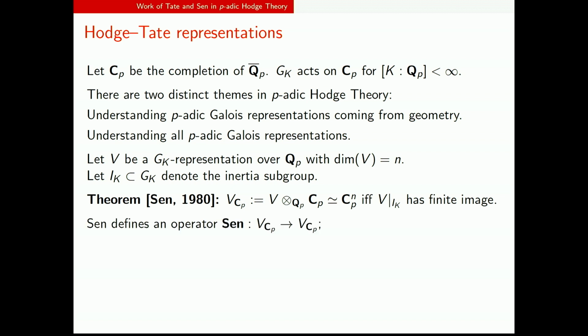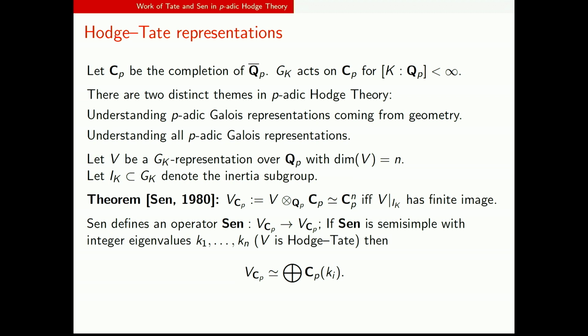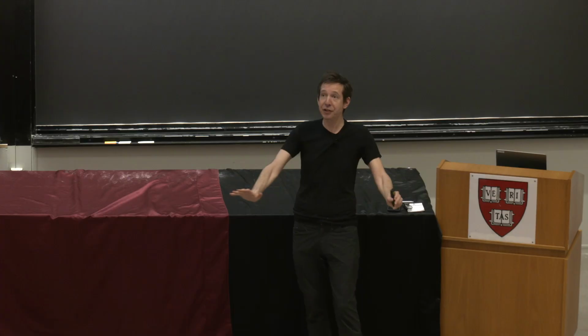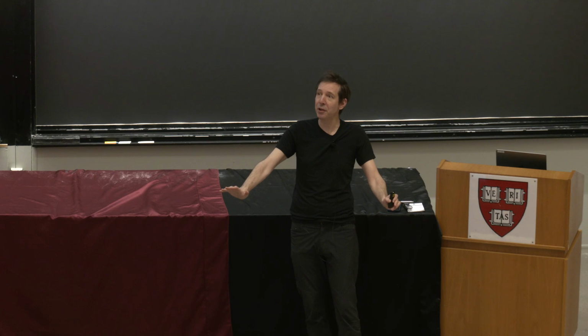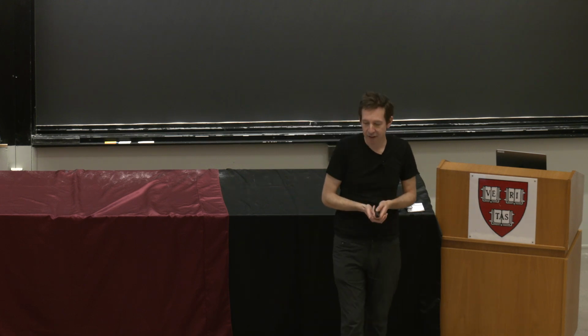So let me also make a remark about the Sen operator, as Bhargav also mentioned. One property is that if it's semi-simple and has integer eigenvalues, then you say V is Hodge-Tate, and you have an isomorphism of V tensor C_p with these twists. Of course, the starting point of p-adic Hodge theory was Tate's proof that the representations of the Tate modules of abelian varieties are Hodge-Tate, but that's really the beginning of the story. In this particular context, the Sen operator is 0, in which case it's certainly semi-simple and all its eigenvalues are 0, if and only if we have finite image.